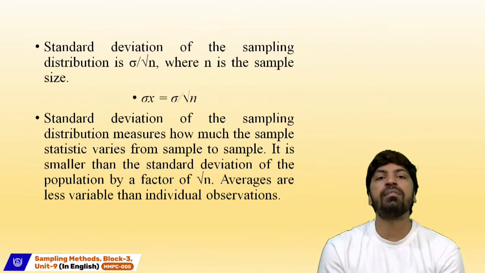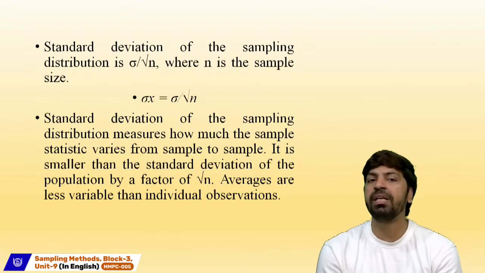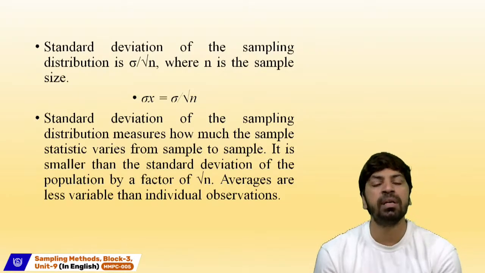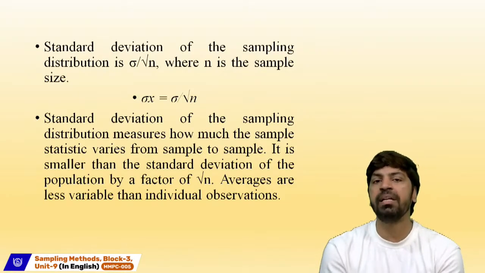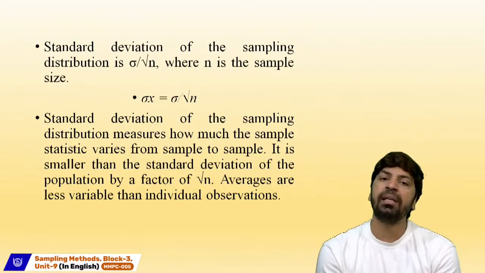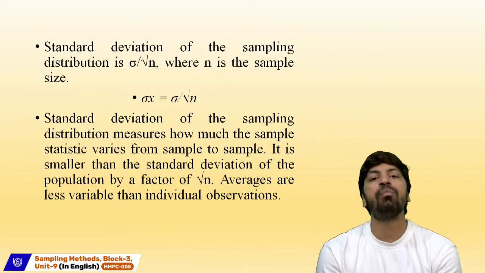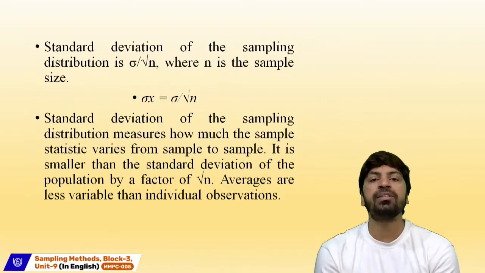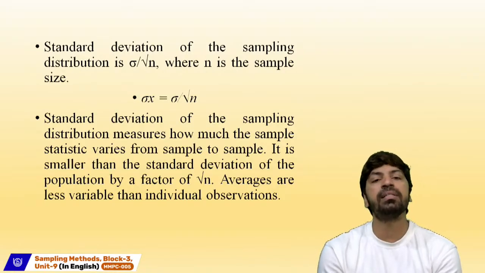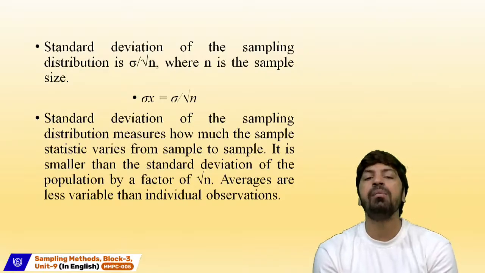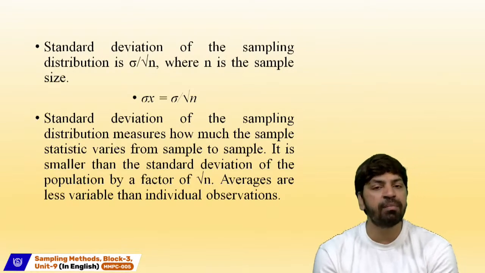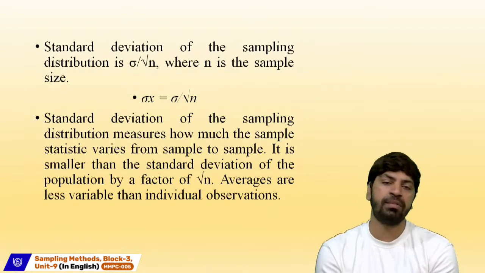The standard deviation of the sampling distribution is the standard deviation divided by root n, where n is the sample size. That means the population standard deviation divided by root n measures how much the sample statistic changes from sample to sample. It is smaller than the standard deviation of the population by a factor of root n. Averages are less variable than the individual observations.